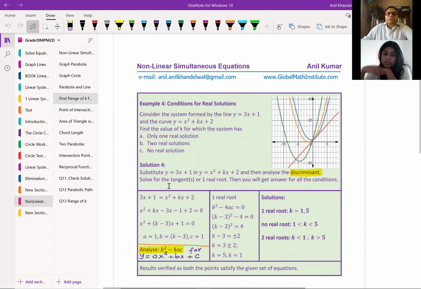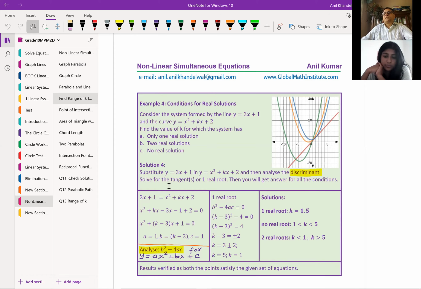Next question here is example 4. Can you please read the question for me? Yeah. Example 4, conditions for real solutions. Consider the system formed by the line y equals 3x plus 1 and the curve y equals x squared plus kx plus 2. Find the value of k for which the system has A, only one real solution, B, two real solutions, C, no real solution.